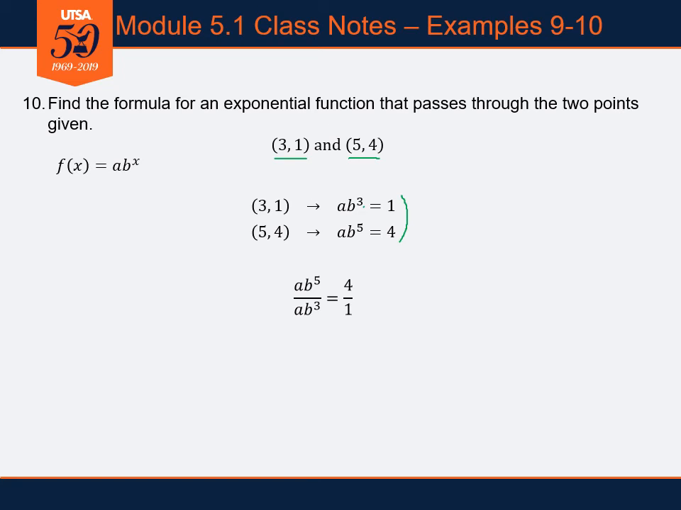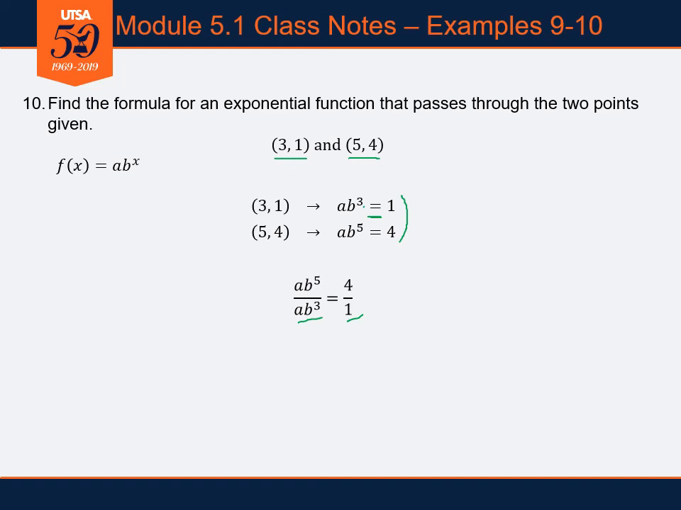I can do this because I'm dividing both sides of the equation by the same number. a b cubed and 1 are equal to each other, so I'm dividing both sides by the same amount. That keeps things balanced. Now, what's the advantage of doing this? The advantage of doing this is now things actually simplify pretty nicely.